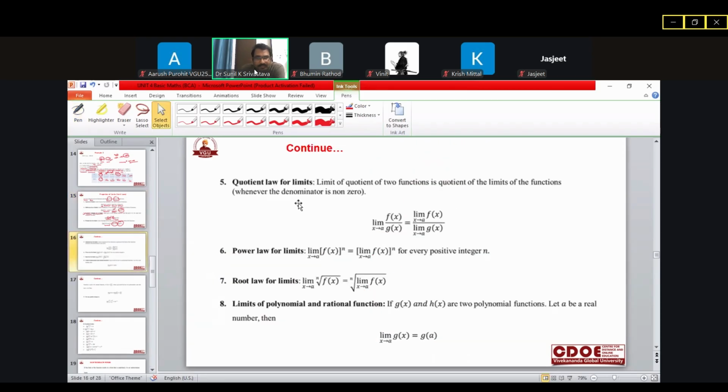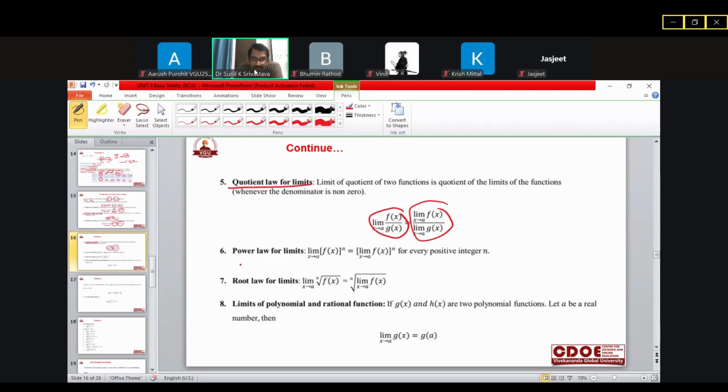Now, in the same sequence, we have the quotient law of limits. The limit of the ratio of the functions f of x and g of x is the ratio of their individual limits: limit of x tends to a f of x upon limit of x tends to a g of x.